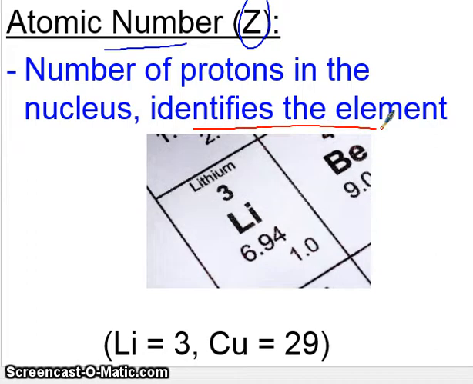In fact, lithium, for example, has 3 protons in the nucleus, and only the element lithium has 3 protons. No other element has this many protons. 29 would be for a totally different element, in this case copper. And we can use the periodic table to find out exactly how many protons, and it is this number, usually the whole number above the element, that is the number of protons.